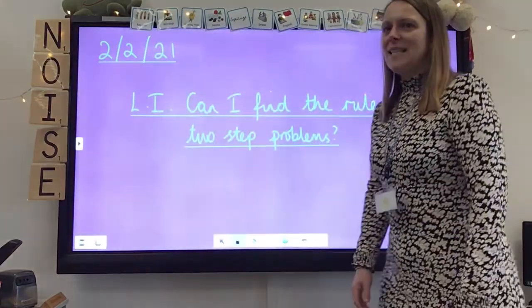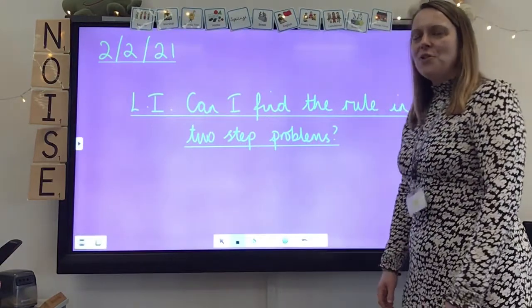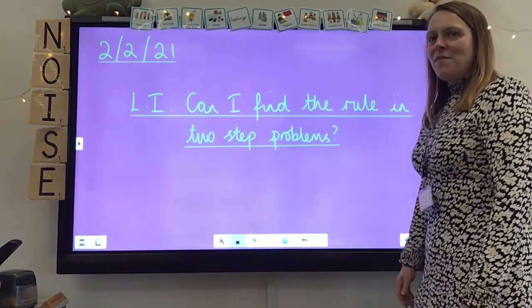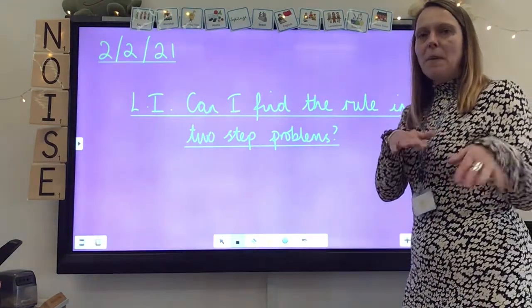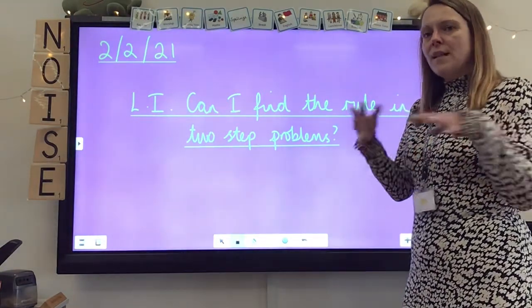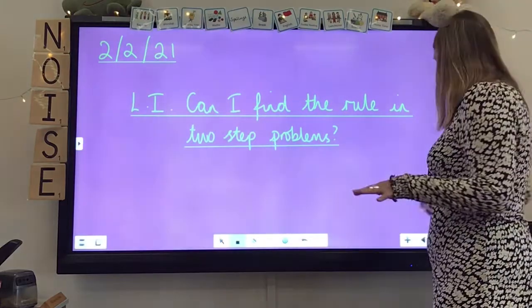Today's date is the 2nd of February, and here is your learning intention. Can I find the rule in two-step problems? Okay, so yesterday we were looking at one-step problems. Today we've moved on to doing it in two steps.